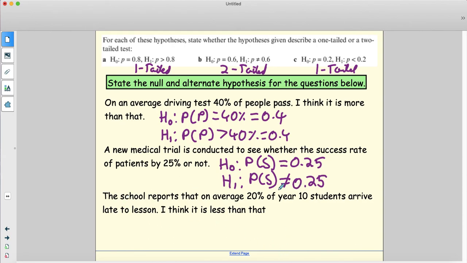And finally, the school reports that on average 20% of Year 10 students arrive late to lesson. I think it is less than that. So again, for our H0, I would have to assume that the probability of a student arriving late would be equal to 0.2 or 20%. And my alternate hypothesis would be that the probability that a student is late would be less than 0.2 or less than 20%.